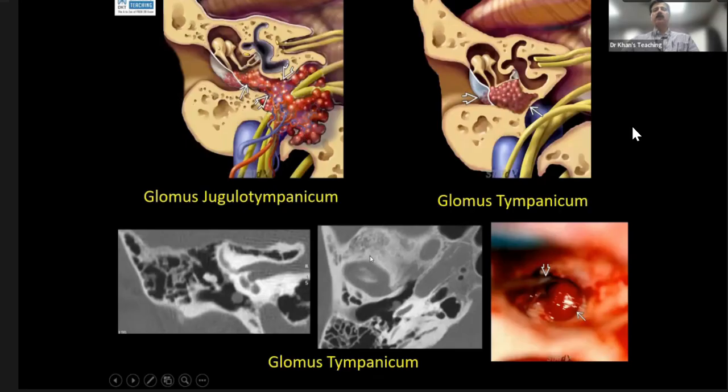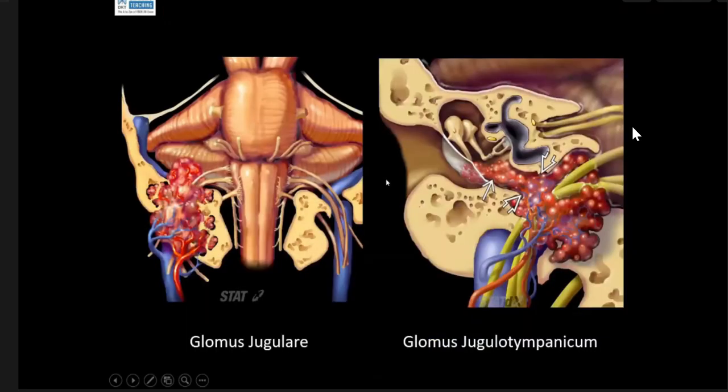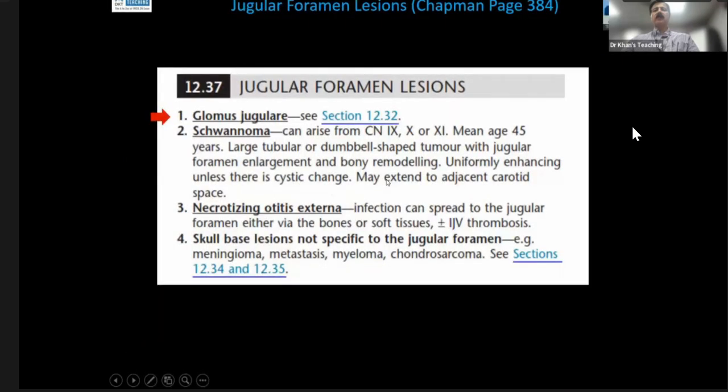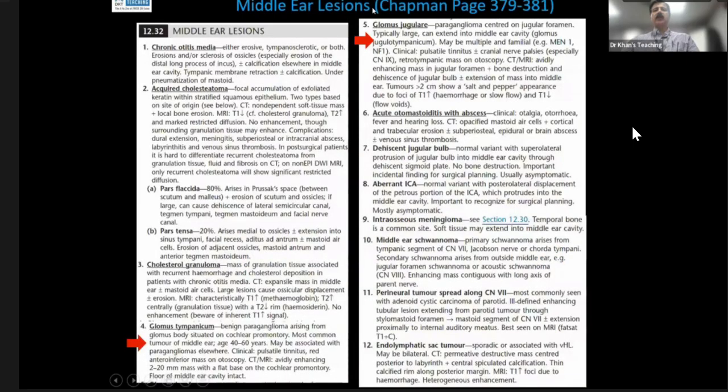These are very vascular tumors. So they will enhance like anything. And another thing is they will cause permeative bony destruction. So the classical scenario is that on a CT scan, this is another differential diagnosis, jugular foramen lesion, glomus jugulare, and it is middle ear cavity, and this one is again glomus jugulare.